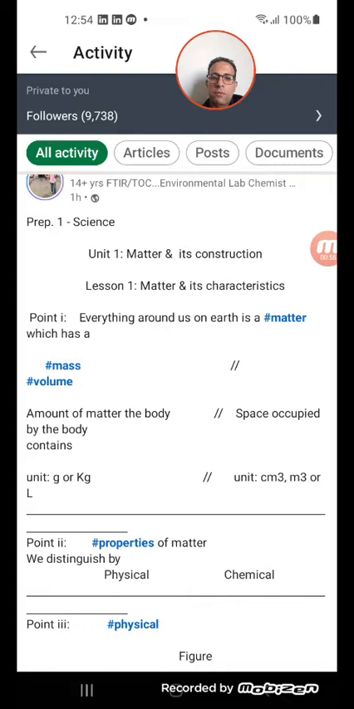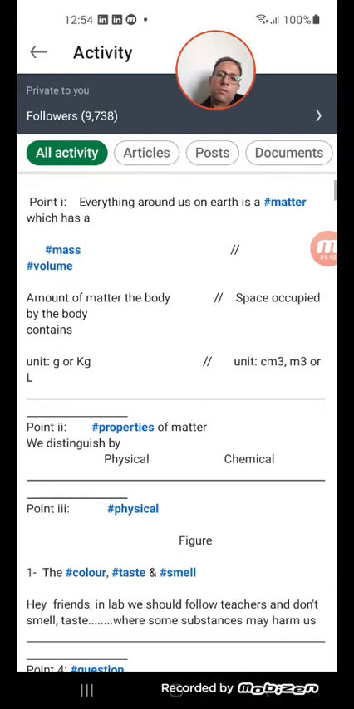So the definition of mass is the amount of matter the body contains. The body here means any body of any matter: the body of a book, the body of a pencil, a pen, anything. The volume is the space occupied by this body. So the mass is the amount of matter the body contains, and the volume is the space occupied by the matter. And the unit for mass is gram or kilogram, and the unit for volume is cubic centimeter, cubic meter or liter.